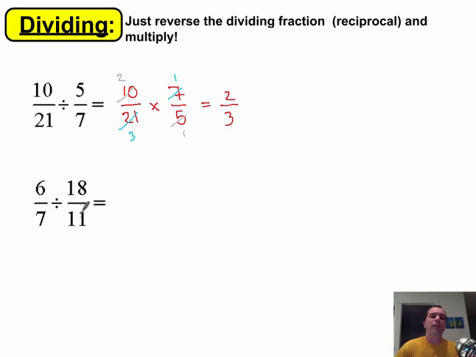What about this? Well, it's dividing, so I'm going to take the reciprocal of 18 over 11. So 6 over 7 times 11 over 18. I check to see if there's anything that can be simplified, and yeah, the 6 and the 18 can be simplified. If I divide both of them by 6, I'm going to get 1 and 3. The 7 and the 11 cannot be simplified, so that's as far as I can go. Equals 1 times 11 is 11, 7 times 3 is 21. And that's my final answer. So now we've taken care of multiplying and dividing.